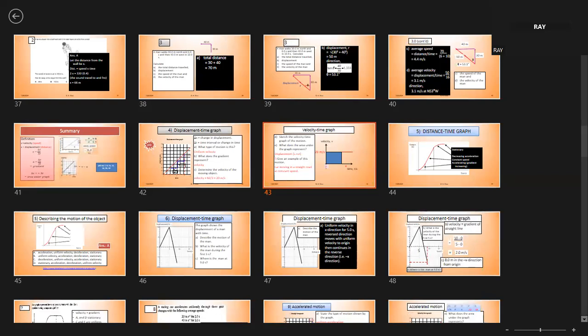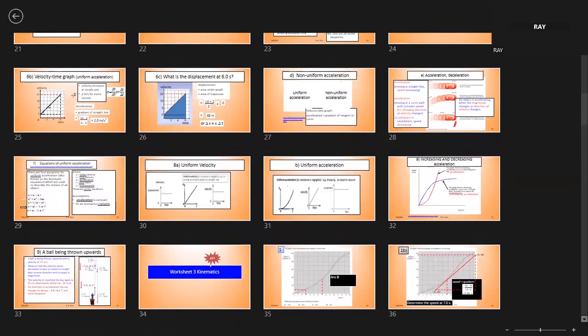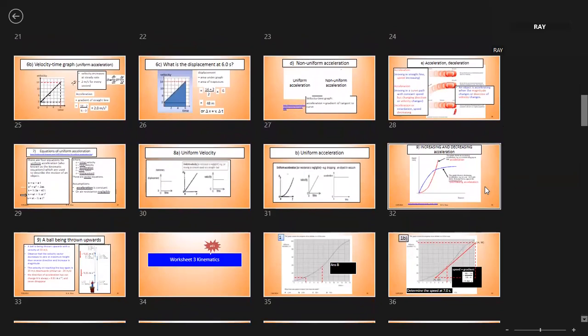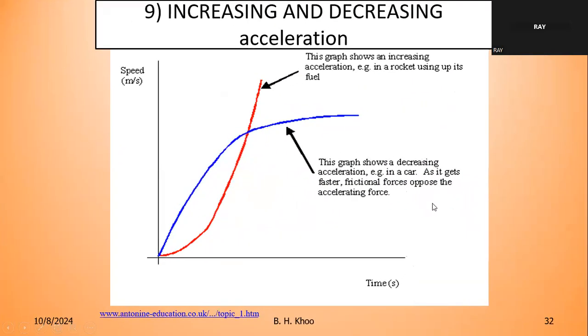Let me just make a correction. This one, number 9. This is correct. Accelerating. The magnitude of acceleration increases because the slope increases. Whereas this one is wrong. Not decelerating. Decelerating means the speed decreases, but the speed is still increasing. Decreasing acceleration, the slope decreases. Make a correction there.